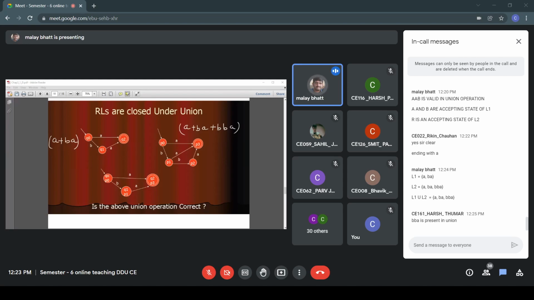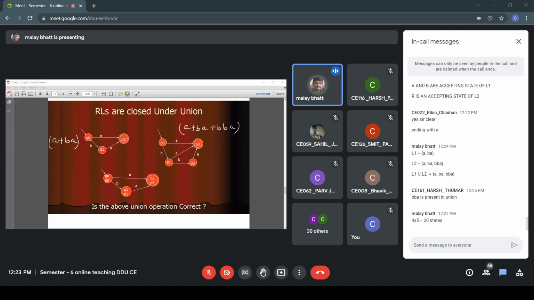Now we have 4 into 5, that is equal to 20 states in the diagram.